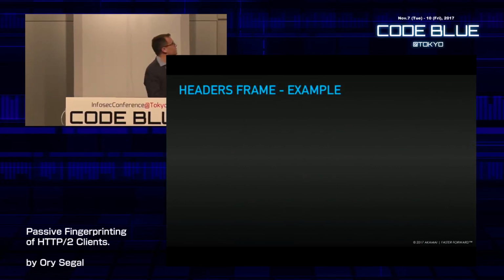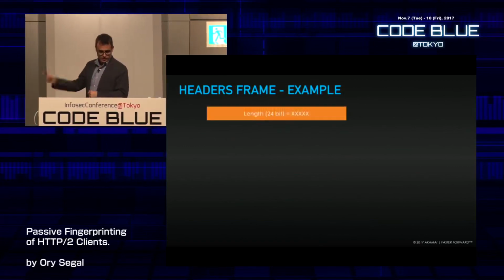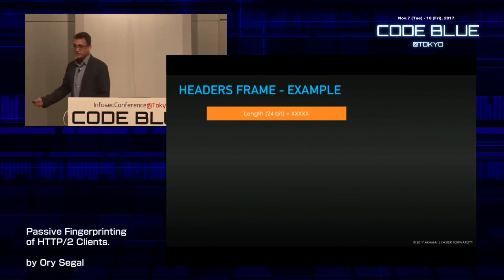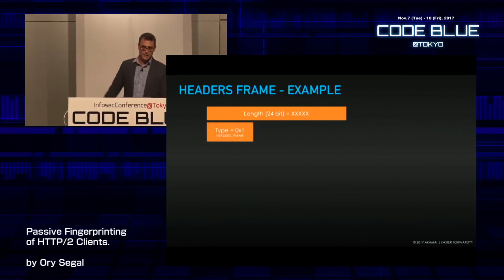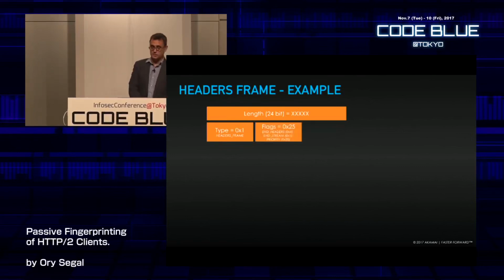So let's take a look at a real headers frame for a simple HTTP request. We have the length, which I didn't bother to calculate. I apologize. And then we have the type. So this is a headers frame, so the type is 1. I'll show you the different types in a second. The different flags, again, we have multiple flags here.